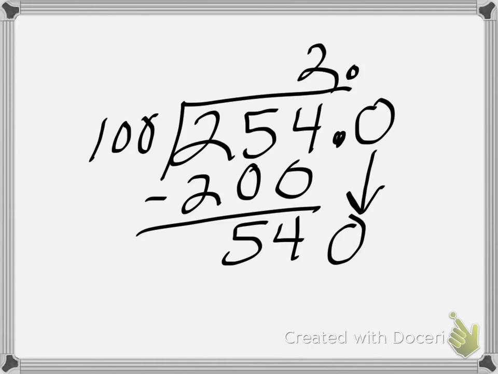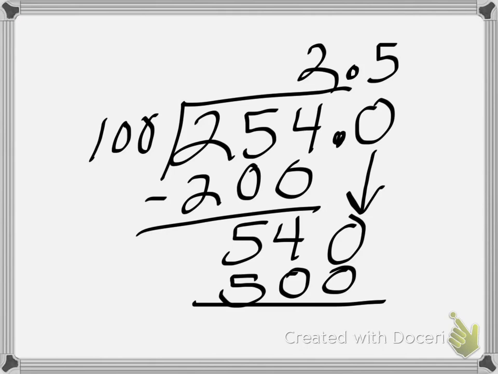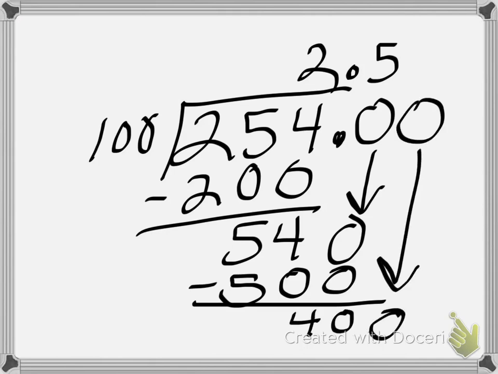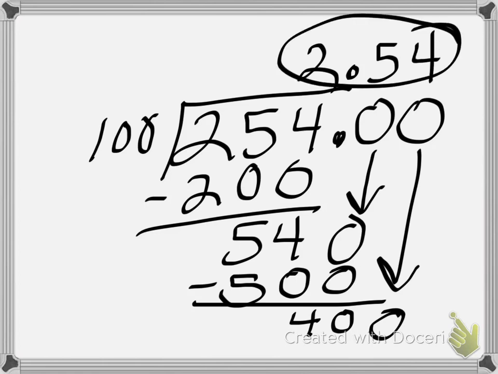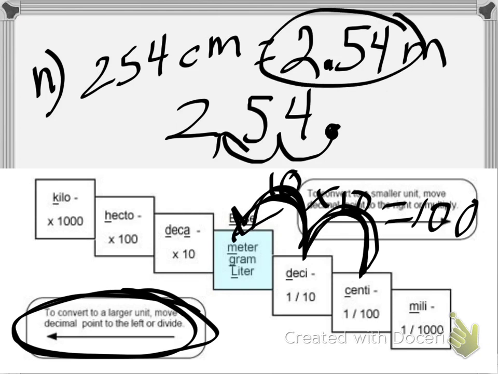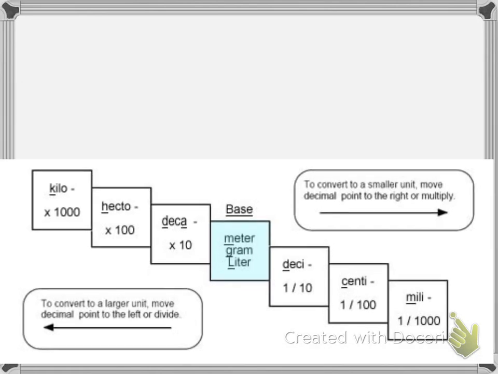Then 100 goes into 545 times, so that gives me 500. Subtract, we get 40, and we can add another 0, and then 100 will go into 404 times. So 2.54, which was the same as our answer here. So we can either move the decimal point, or we can work with multiplying or dividing. Okay.